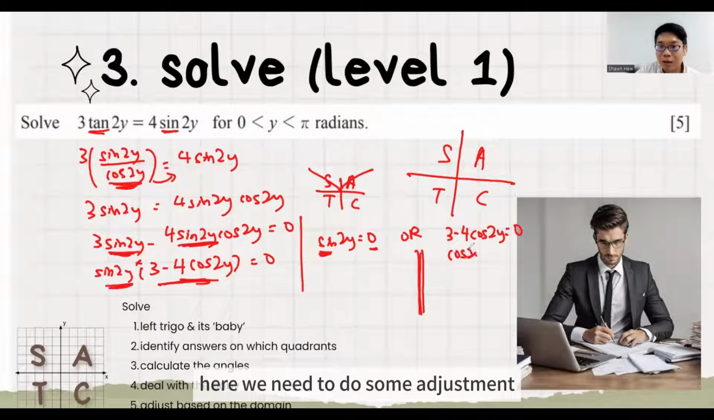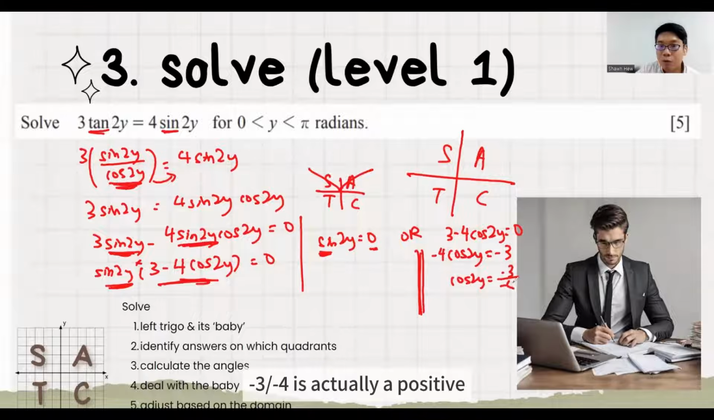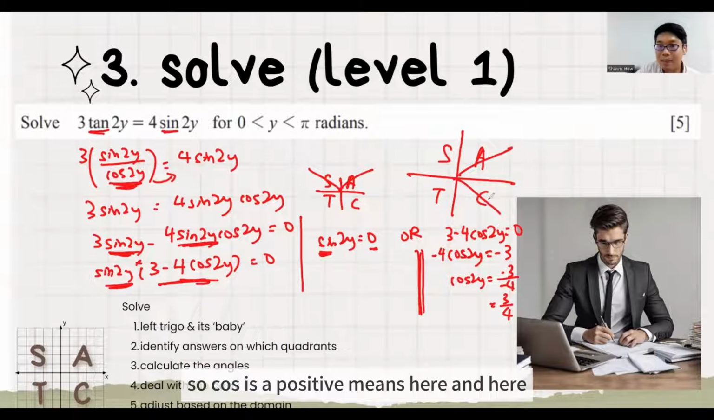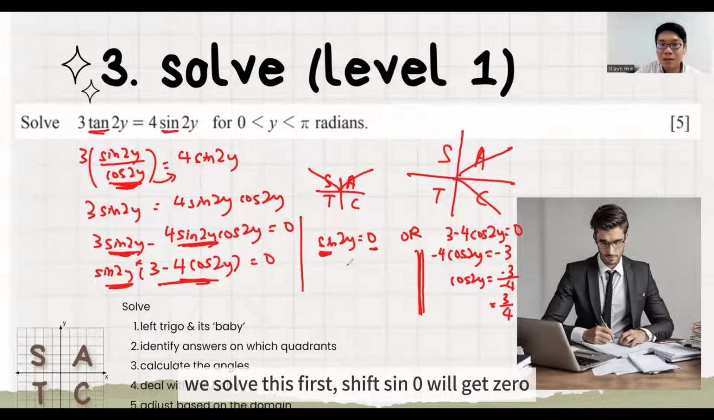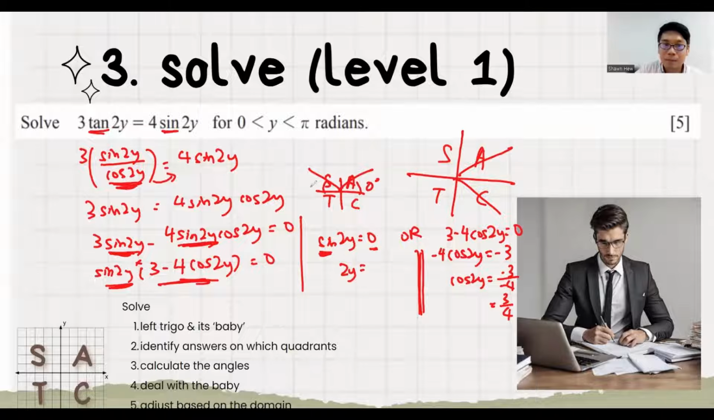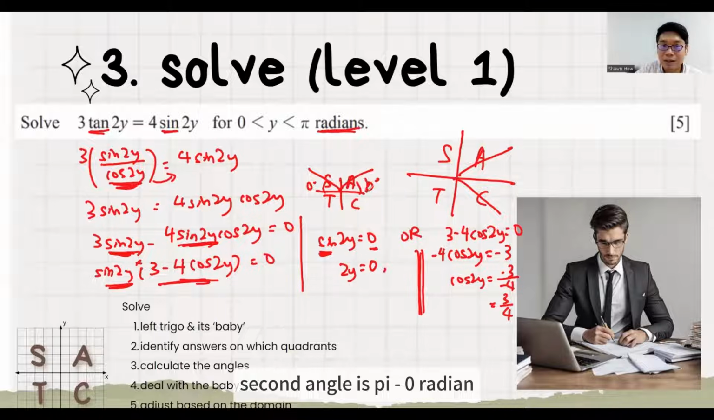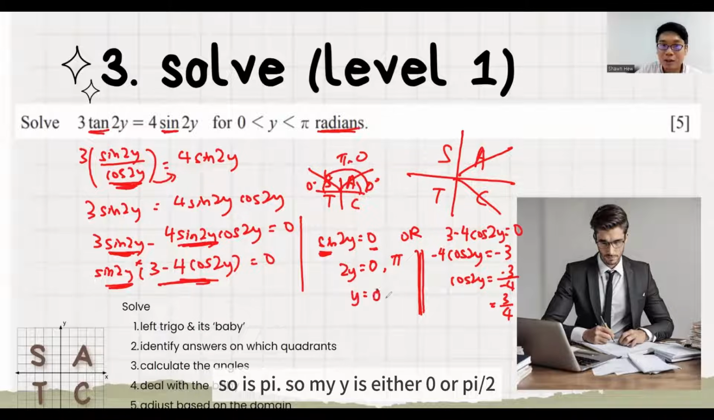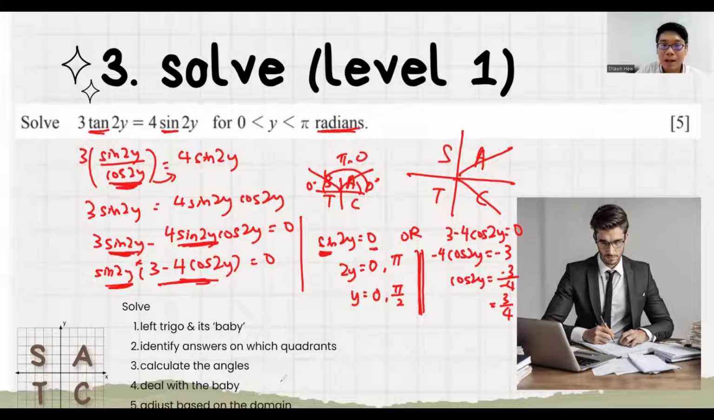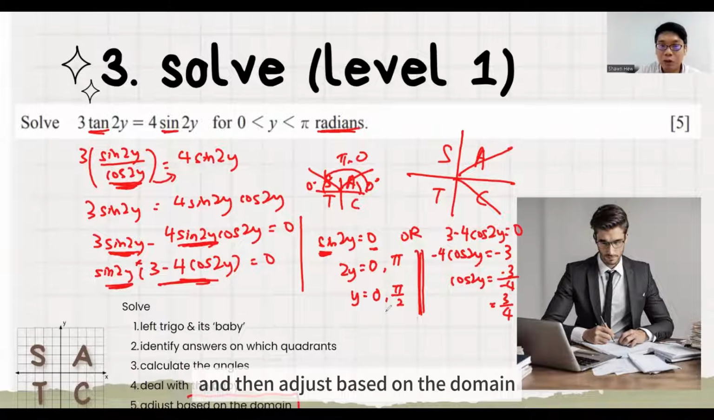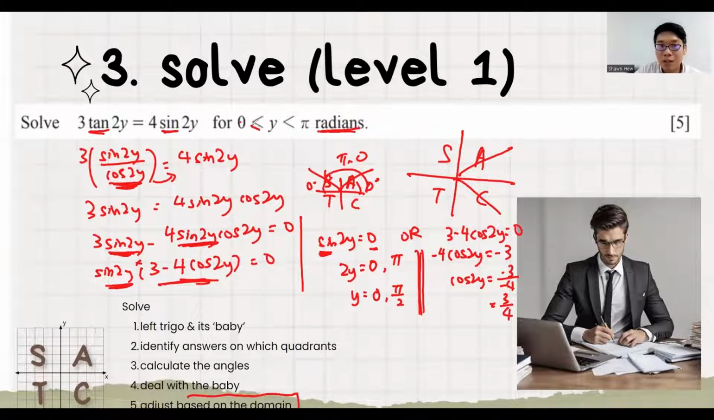Here we need to do some adjustment. Minus 3 over minus 4 is actually positive. So cos is positive, means here and here. We solve this first. Shift sine 0 will get 0. And this is radian mode, so it's 0 radian. So my first angle is 0 radian. The second angle is pi minus 0 radian, so it's pi. So my 2y is either 0 or pi. And then adjust based on the domain. The domain says I want from 0 to pi, so I shouldn't take my 0.